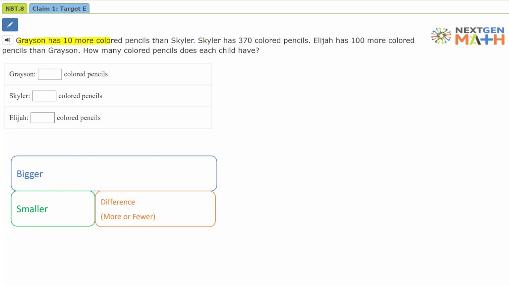Grayson has 10 more colored pencils than Skylar. Skylar has 370 colored pencils. Elijah has 100 more pencils than Grayson. How many colored pencils does each child have?